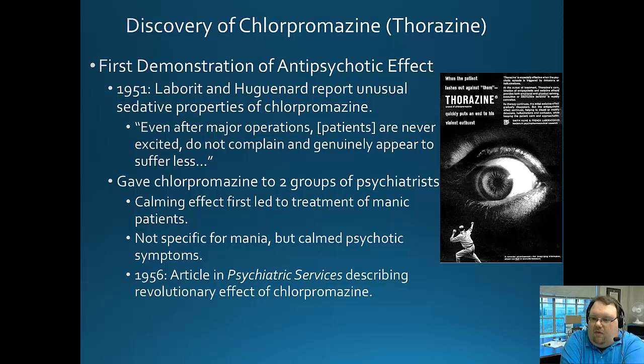Thorazine was the first antipsychotic that was discovered, and it was discovered, like so many, by chance. It was actually designed to be an antihistamine, and got tried on psychiatric patients, and what we saw is that they responded very well. A lot of the psychoses that, up until this point, we were just hospitalizing people for were gone, which is awesome. And it also really calmed people down. You can see the ad here: when the patient lashes out against them, Thorazine quickly puts an end to violent outbursts. So it calms down that aggressive behavior as well.